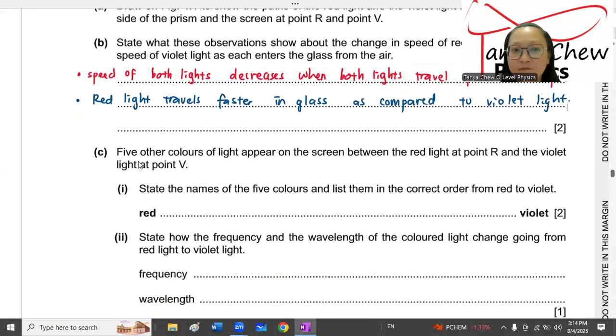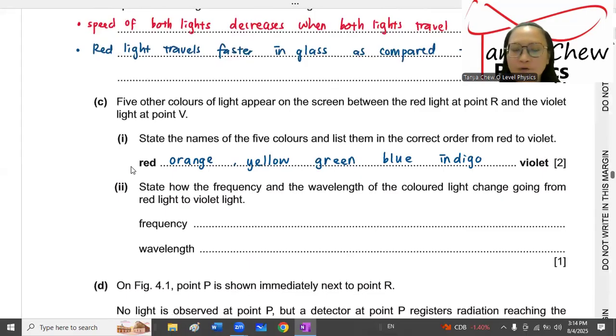Now C, 5 other colors of light appear on the screen between the red light at point R and the violet light at point V. First part, state the names of the 5 colors and list them in the correct order from red to violet. So I will say after red, this is orange. After orange, that's yellow. After yellow, that's green. After green, that's blue. After blue, this is called indigo. And after indigo, it is called violet, right?